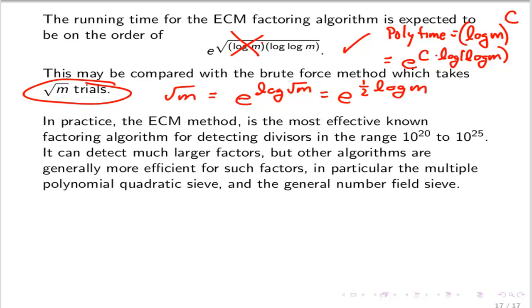So in practice, the elliptic curve method is the most effective for detecting prime factors in the range 10 to the 20th to 10 to the 25th. It can detect much larger factors, but you have to get lucky. Other algorithms are generally much more efficient, such as the sieve algorithms, the multiple polynomial quadratic sieve, or a general number field sieve, if you are trying to identify some prime factor with maybe 100 digits.